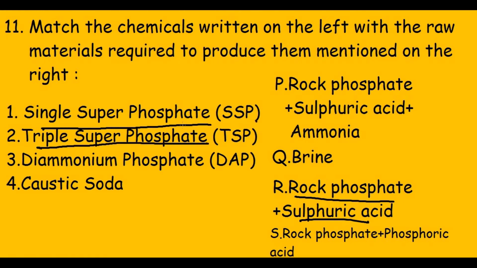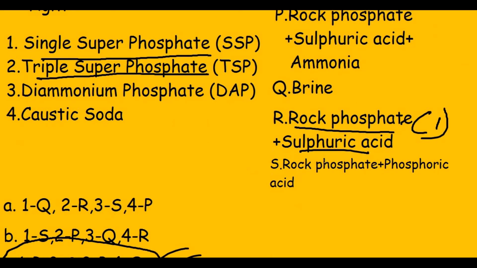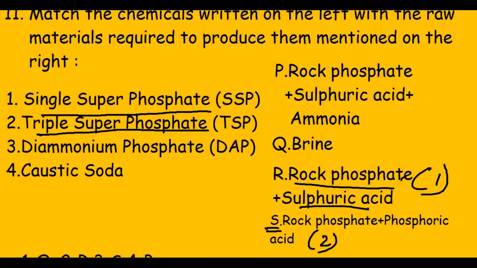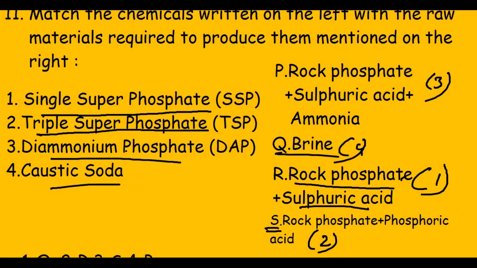Triple superphosphate will be, so this is 1, R is 1. Triple superphosphate is rock phosphate and phosphoric acid. So this S will be 2. Diammonium phosphate will be rock phosphate, sulfuric acid, ammonia. This will be 3. And lastly caustic soda is brine. This is 4. So notice how easy the questions they are asking.